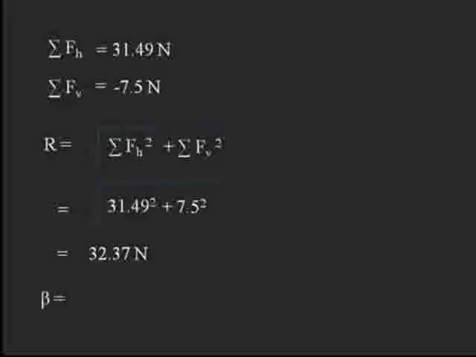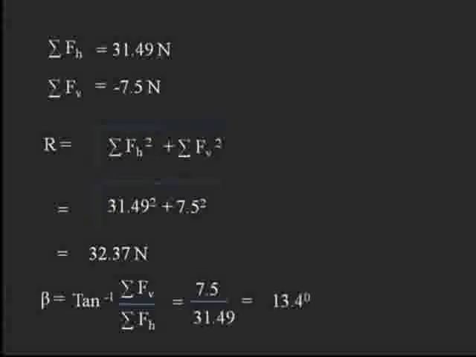Next we can find out theta also. That means the resultant force is acting with respect to the x-axis. Theta is equal to tan inverse of sigma FV by sigma FH. Substitute the values, and you will get the theta value by calculating the equation, which is 13.4 degrees. How to represent it: FH is a positive value in the positive direction and FV is a negative value in the negative direction, and the resultant force will be in the downward direction at an angle of beta with respect to the x-axis. This beta will be equal to 13.4 degrees.